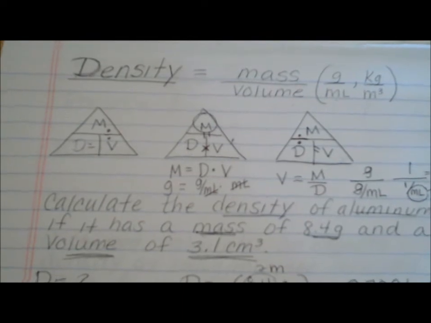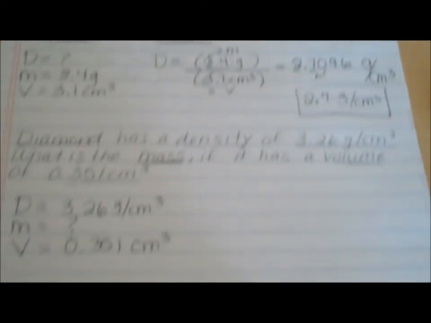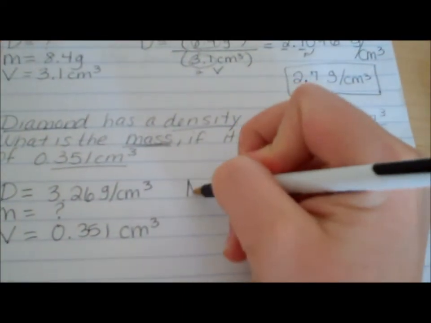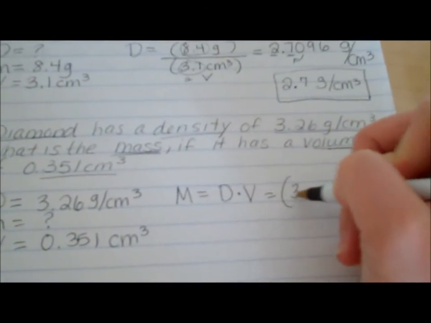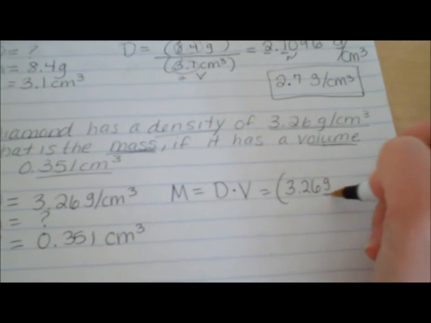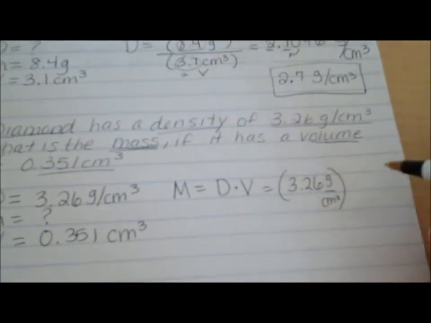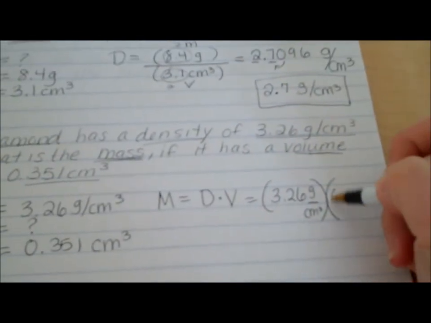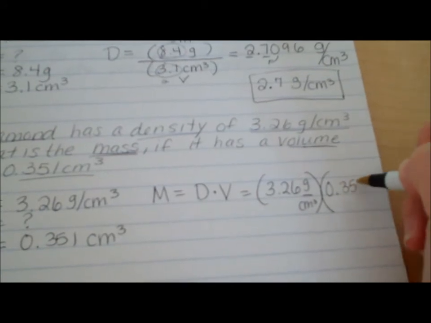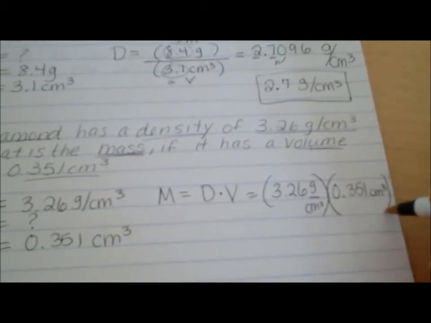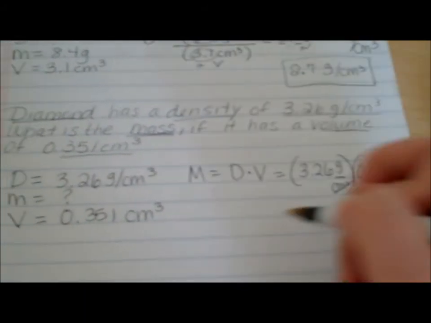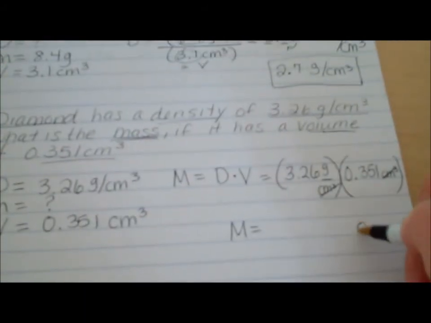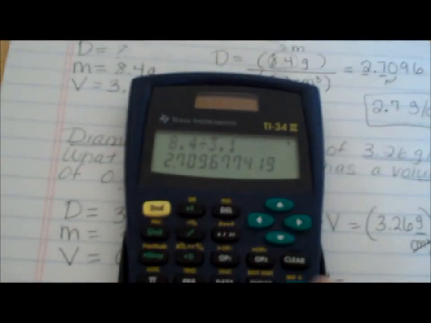Now look back up to our triangle, and we're going to be solving for our middle triangle as mass equals D times V. So we have mass equals D times V. D was 3.26 grams per centimeters cubed times our volume 0.351 centimeters cubed. Our centimeters cubed cancel out, and so our mass is going to be represented by grams. Now we plug this into our calculator.